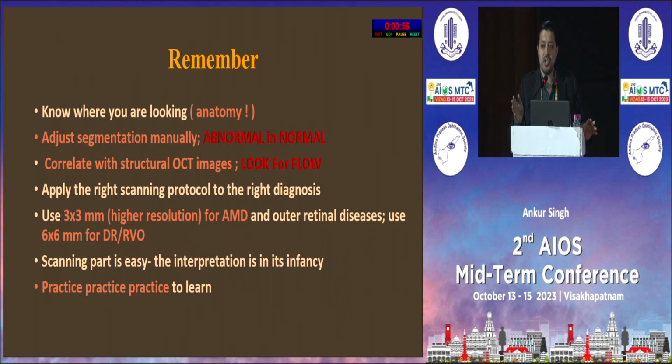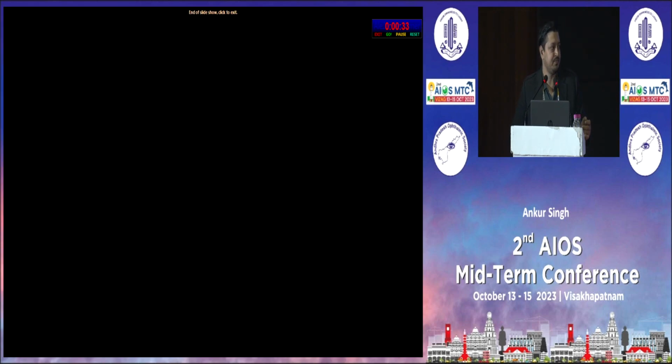A 3x3 mm is best suited when you are looking at the fovea or the inner macula, while when you're looking at the wider field, like a patient of an RVO or where you're looking for NVE, use a wider protocol like 6x6. In fact, now there is the montage of 14x14. Scanning is easy, interpretation is a bit difficult. So practice, practice, and practice and learn. Thank you.